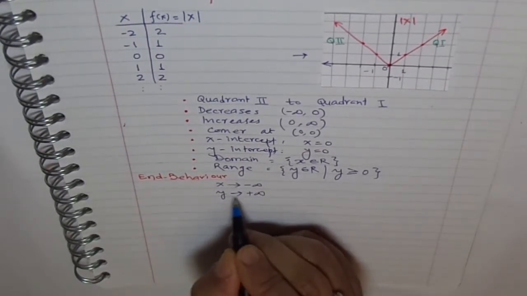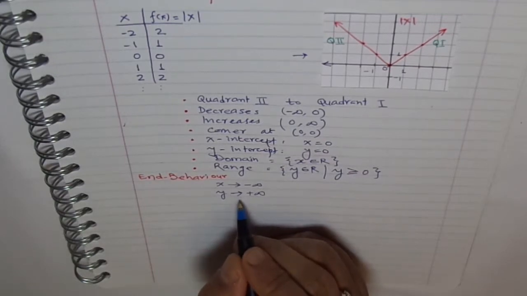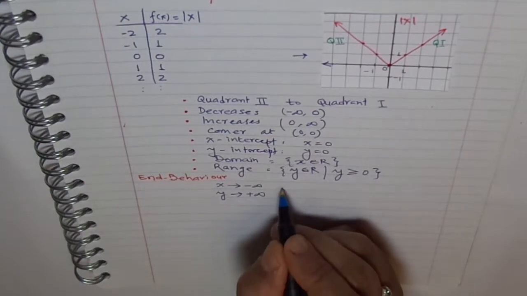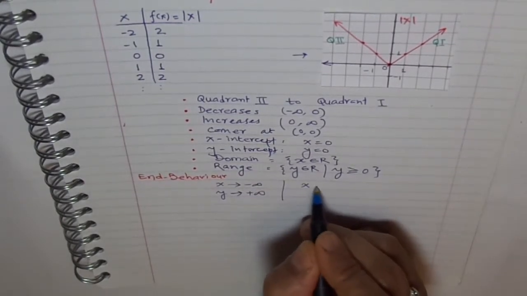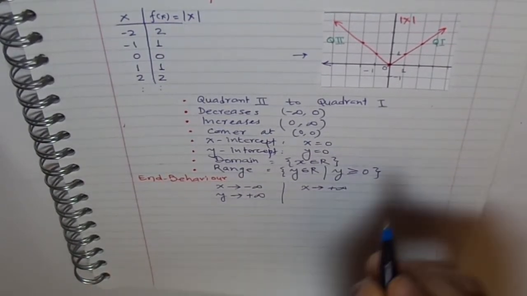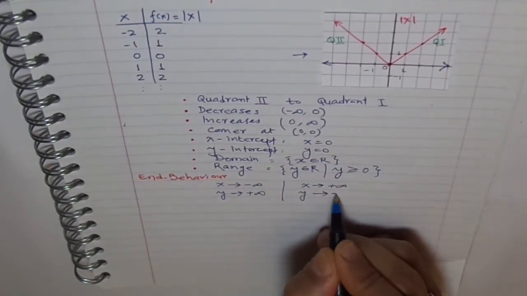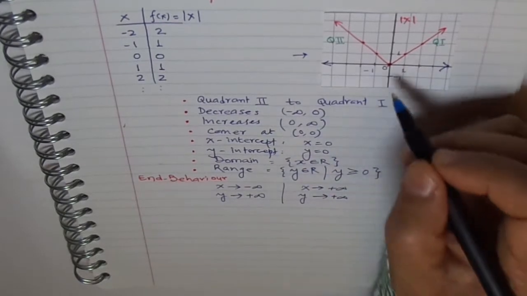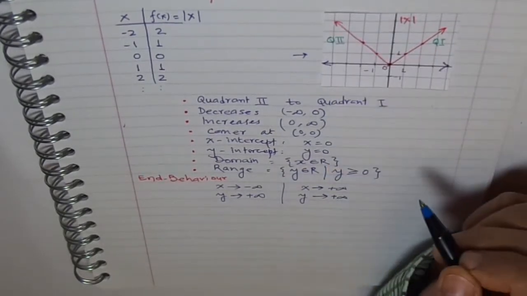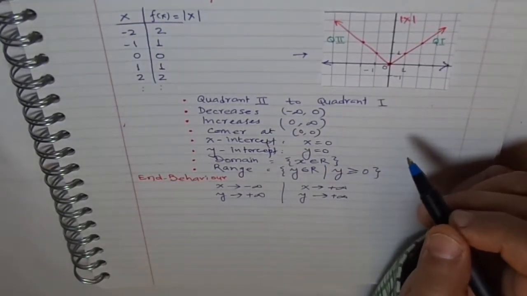positive infinity. Why are we using approaches? Only because we can never reach there. We can only approach. And how about when x approaches positive infinity? That means this side. What happens to y? Y approaches positive infinity. So both ways it approaches positive infinity. Do you see that? That's the end behavior.